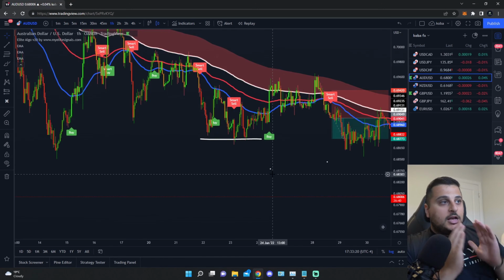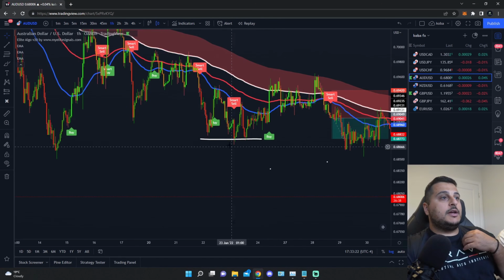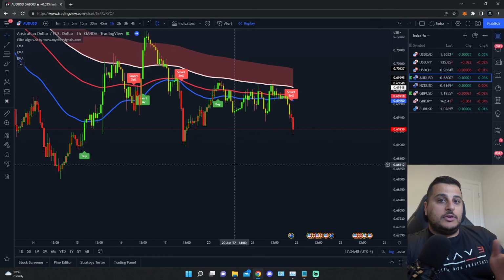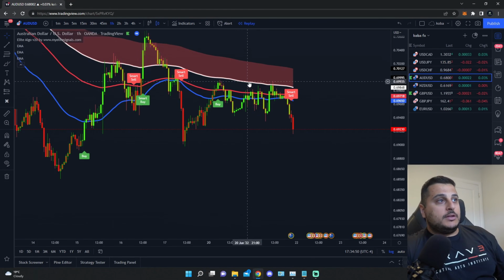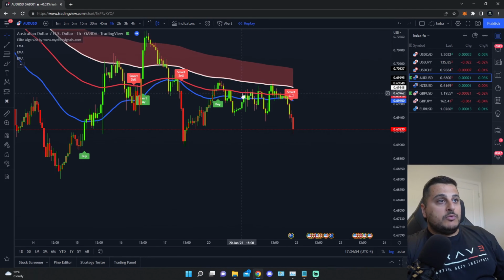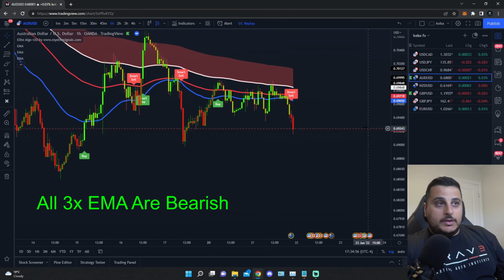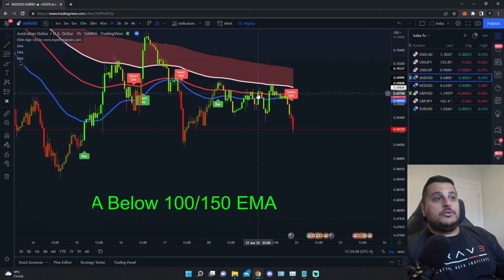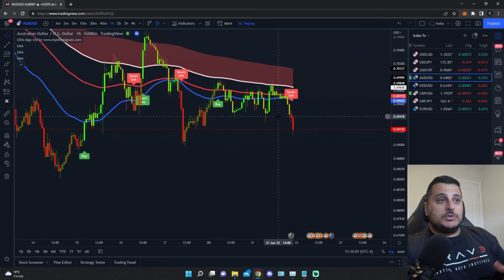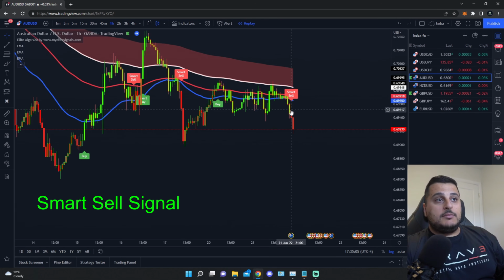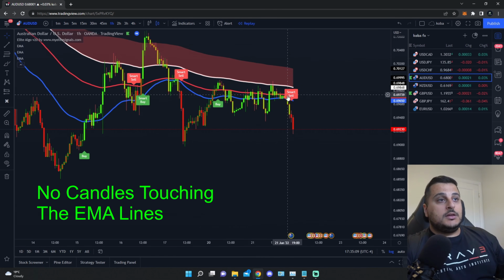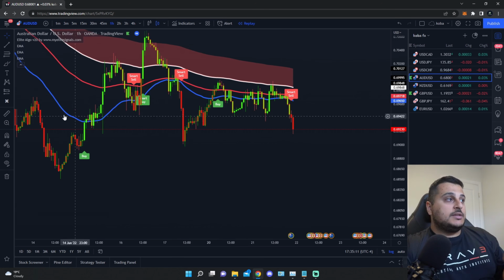So let me show you guys a couple examples of this strategy just so you guys can actually understand it very well. Okay, so here's an example of a good trade, right? We have a red trend cloud, which means that we are currently in a bearish trend. We have all three moving averages going downwards, and the blue is underneath both other moving averages. Now, the last thing we want to do is make sure we have a smart signal and make sure that the candles where the smart signals are not touching any of these lines.